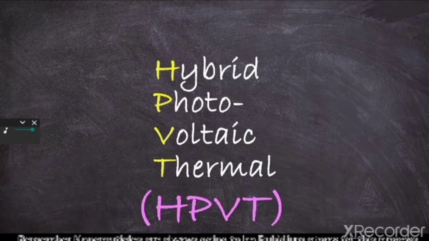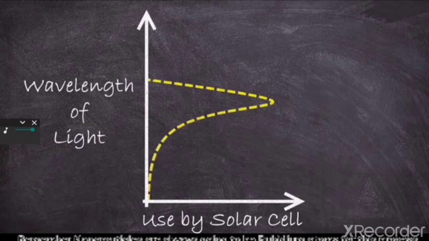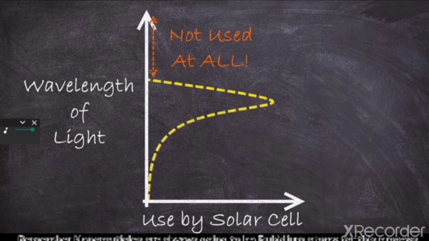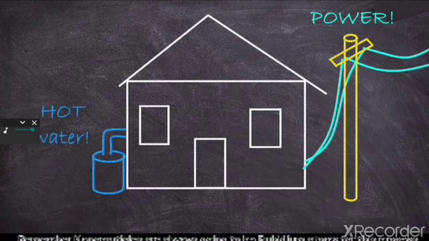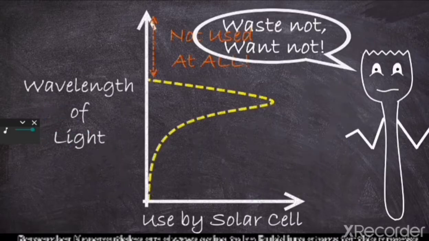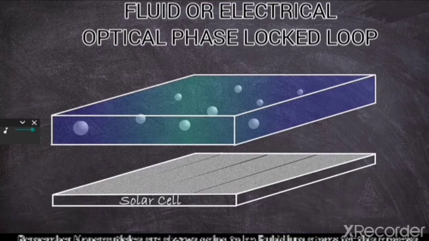or HPVT. Solar cells for power generation don't actually use all the wavelengths of light that the sun emits. In fact, they don't use any light at all above a certain cutoff wavelength, which is related to what's called the bandgap energy. Well, houses need power, sure, but they also need hot water. And if the solar cell isn't using these wavelengths anyway, why not a layer on the top of the cell with nanoparticles suspended in a transparent fluid?